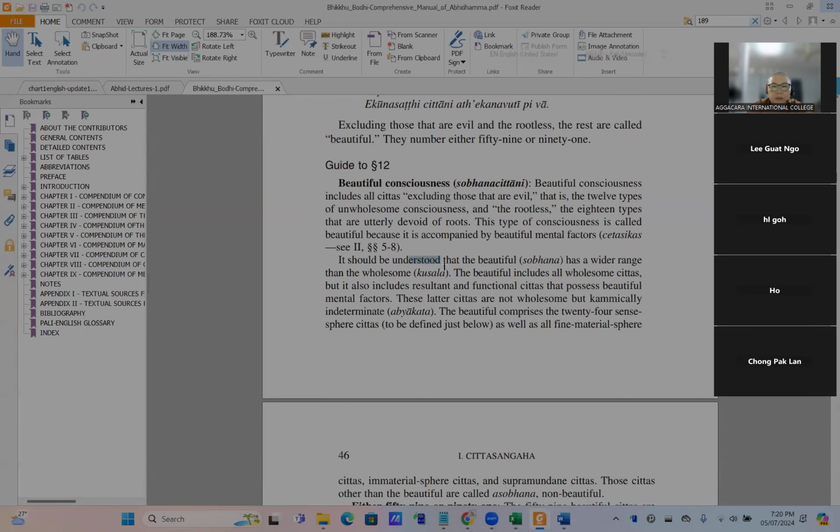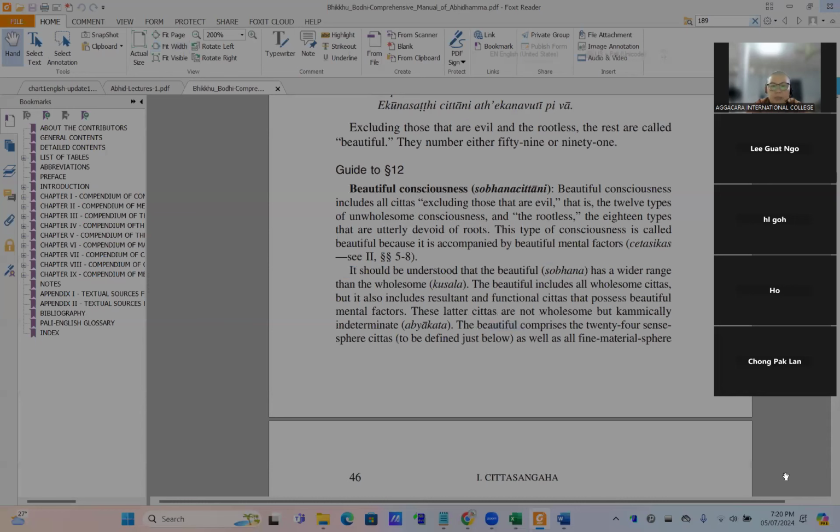Okay, you can read. Beautiful has a wide range compared to the wholesome kusala. It includes not only the wholesome kusala citta, but also the resultant vipaka and functional kriya that possess beautiful mental factors. Especially vipaka, we call it abyakata, because they are indeterminate. We cannot determine them as wholesome or unwholesome, because they are just resultants.